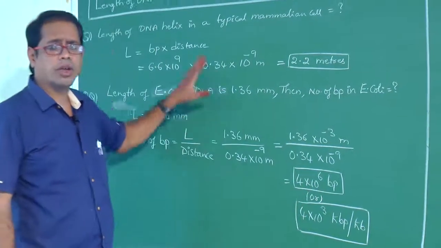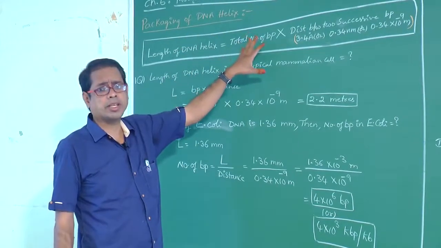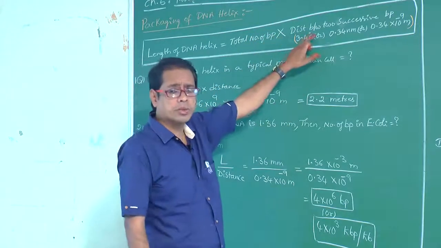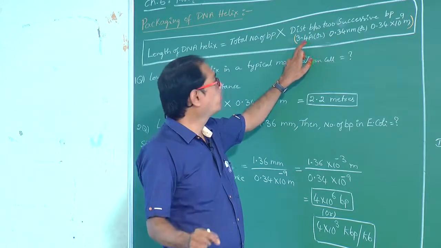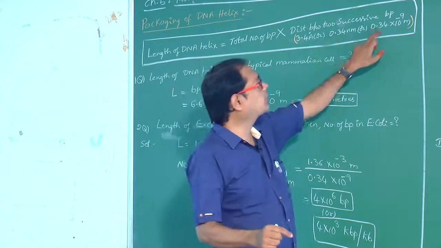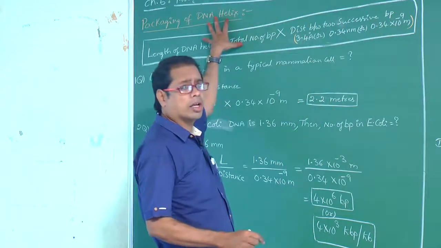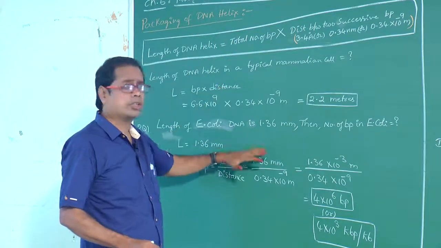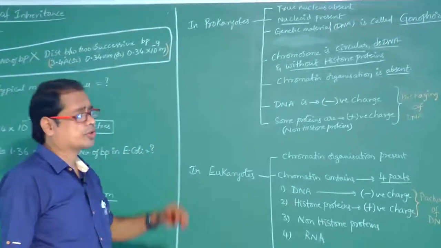So first of all, we have to know that the length of DNA means the number of base pairs times the distance between two successive base pairs. What is the distance between two successive base pairs? 3.4 angstroms, or 0.34 nanometers, or 0.34 into 10 power minus 9 meters. This is the original formula. By applying this original formula, we have to solve these problems. Okay, right.